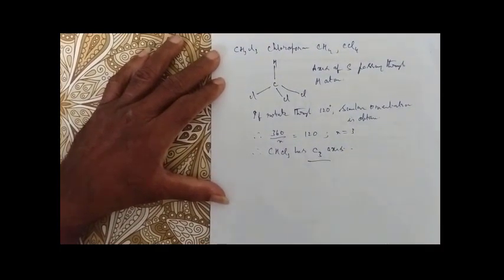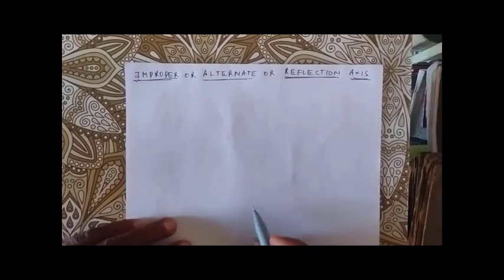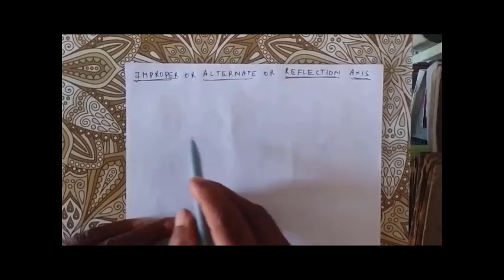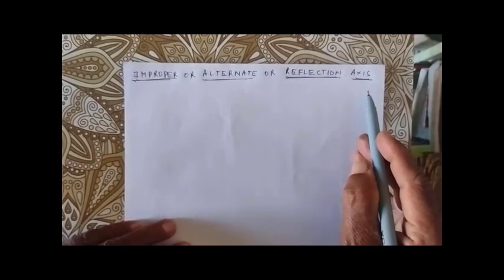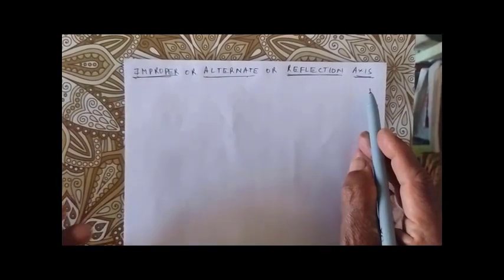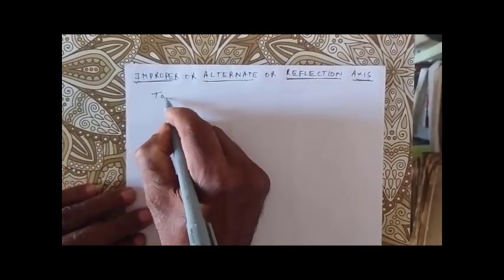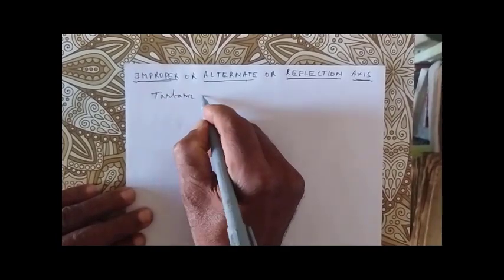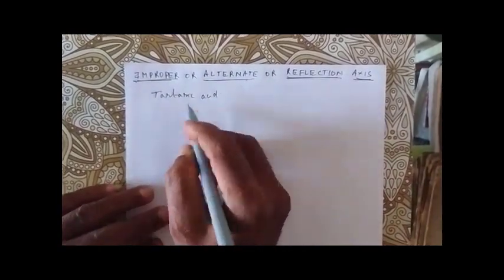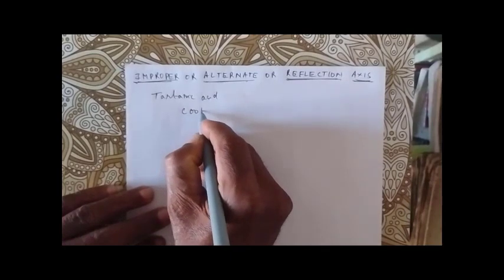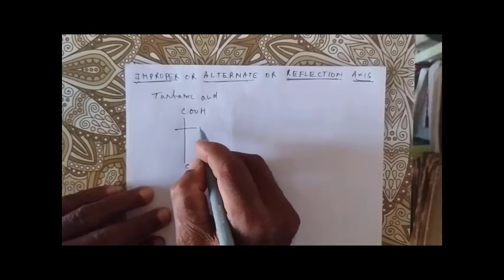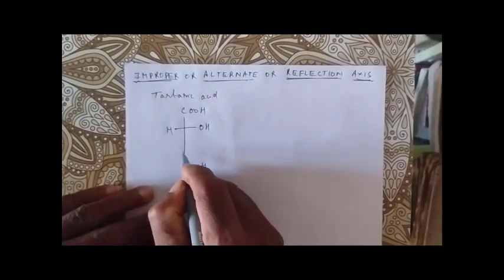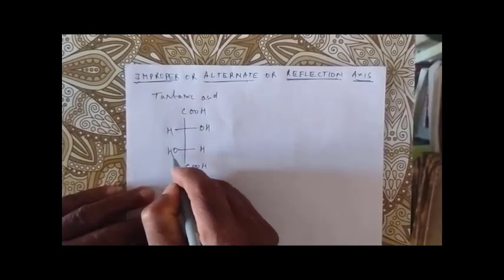In elements of symmetry, the third one is the improper or alternate or reflection axis. Now let us try to understand this with an example: tartaric acid. The formula of tartaric acid: this is COOH. Here is one carbon, OH, H, and this is HOH.